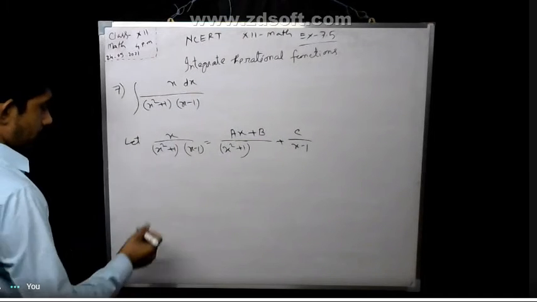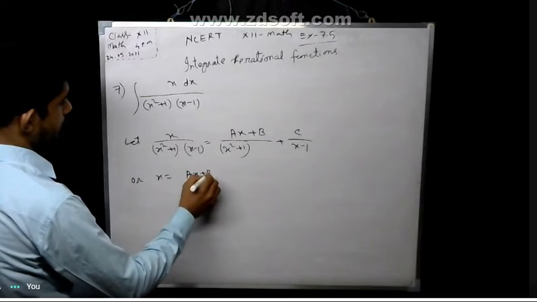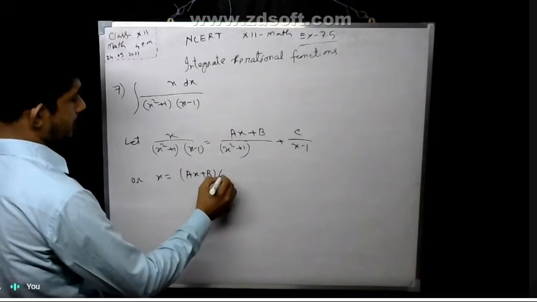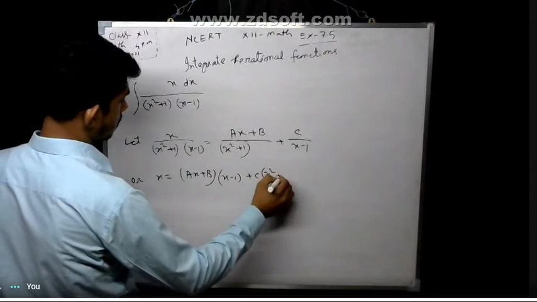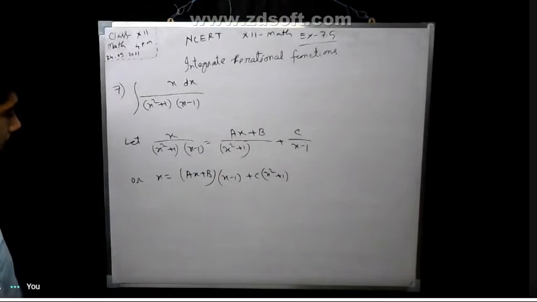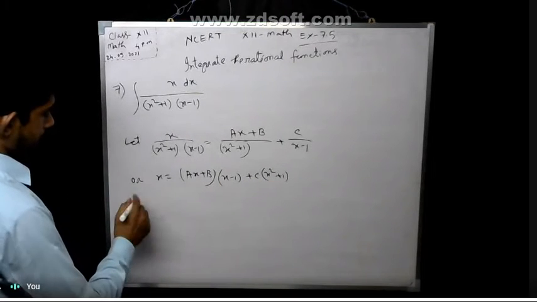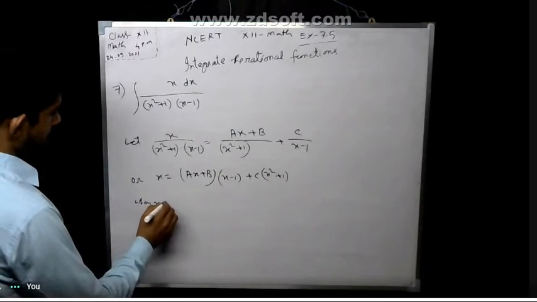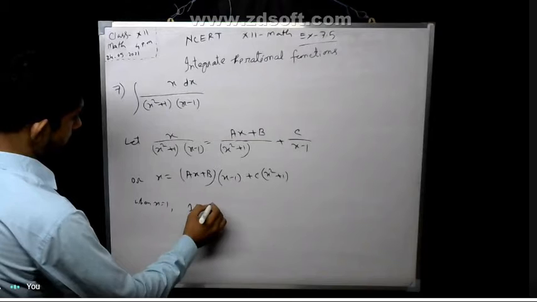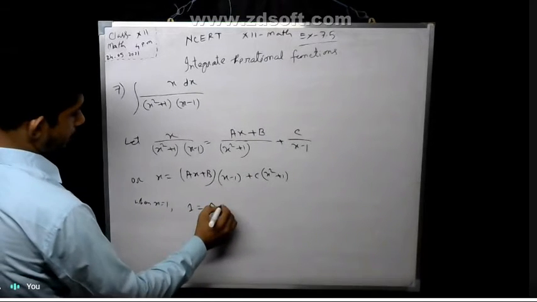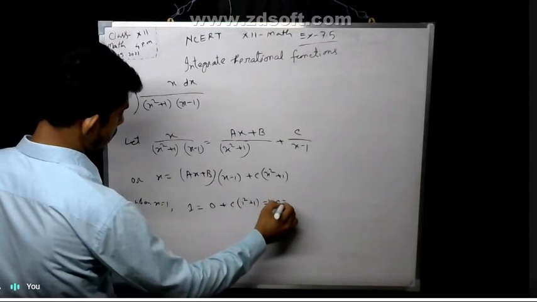Now x equal to (Ax plus B) into (x minus 1) plus C into (x square plus 1). So now put x equal to 1, only 1. When x equal to 1, then 1 equal to 0, this function is totally 0, plus C into (1 square plus 1), that means 2. That's why C equal to 1 by 2, right?